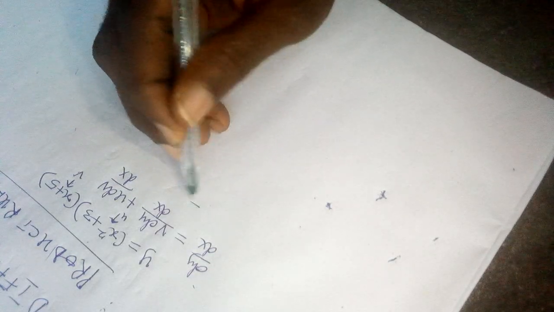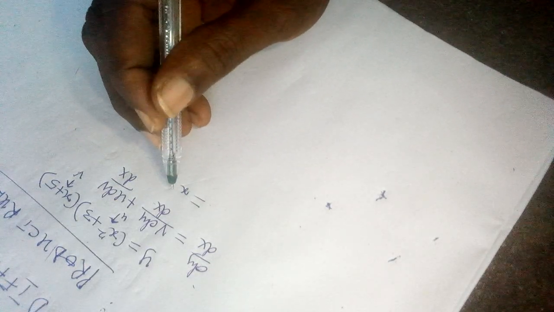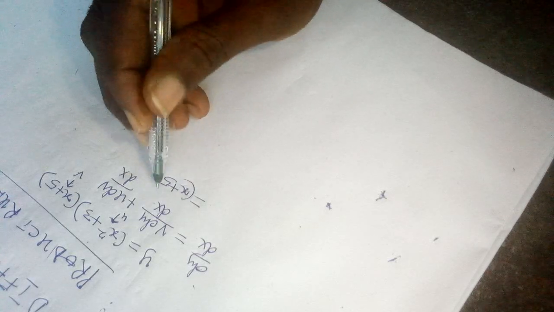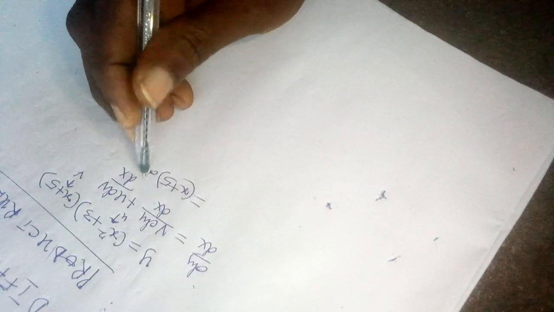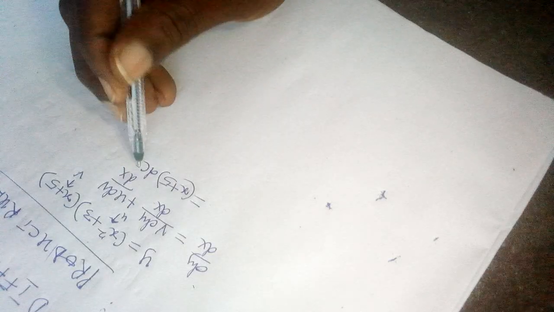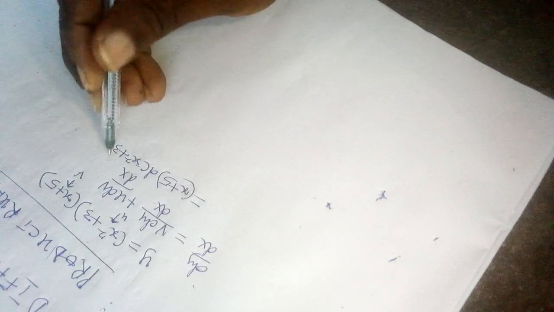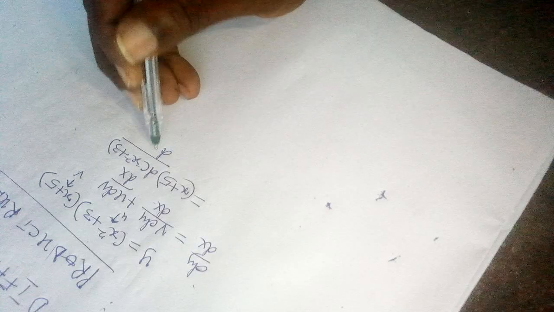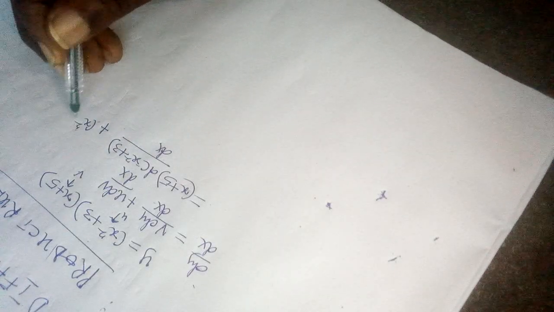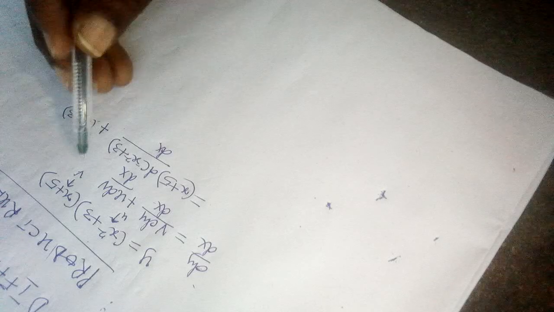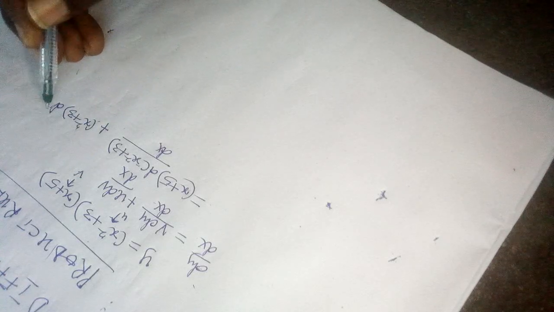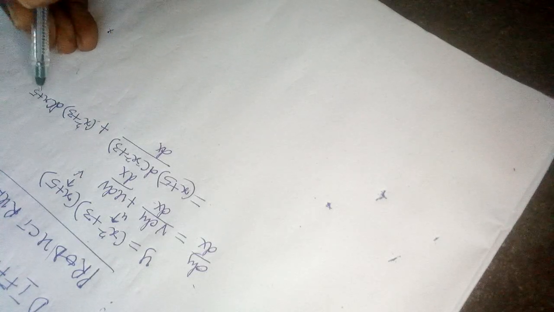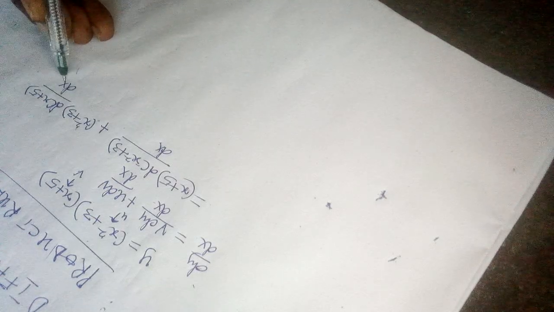So when they are inserted respectively, we'll be having x plus 5, which is the v, multiplied by the differentiation of u, which is x squared plus 3, with respect to x, plus u, which is x squared plus 3, multiplied by the differentiation of v, which is x plus 5, with respect to x.